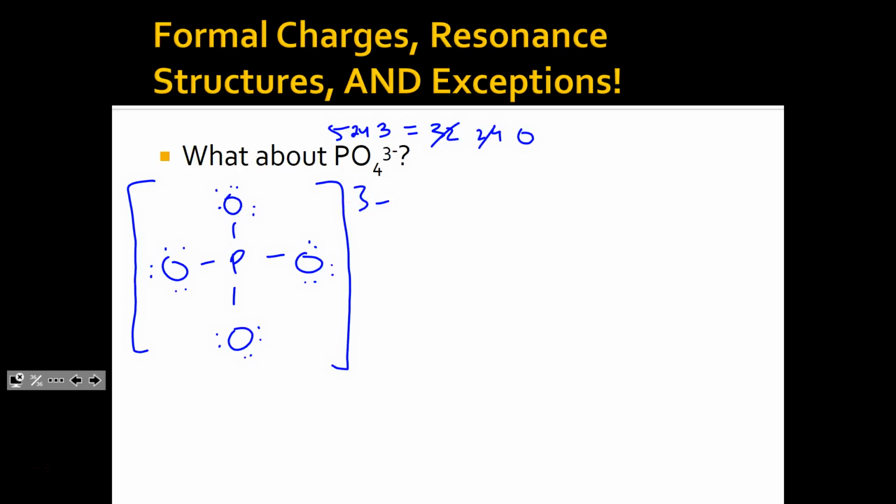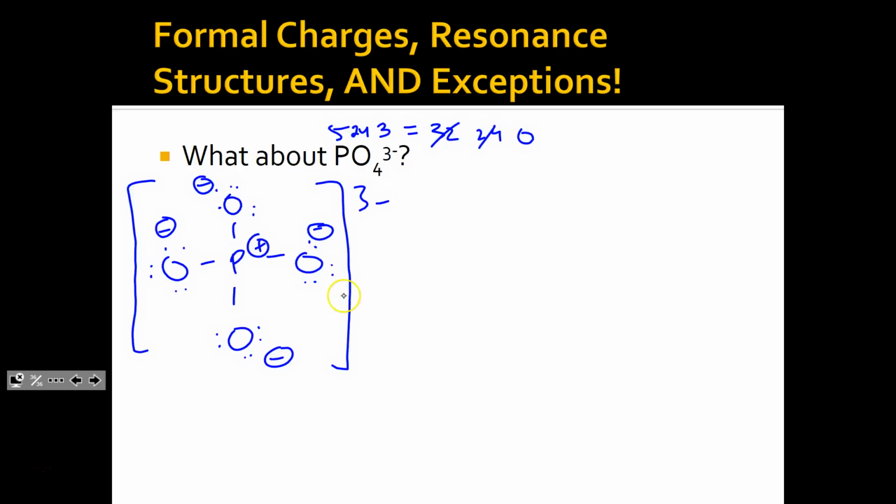However, this is not the best structure, and the reason why is because if I assign formal charges to every single one of these oxygens, they're all -1. And if I assign formal charge to the phosphorus, 5 minus 4, that's going to give me a +1. Every atom has a formal charge. Let's see if we can get rid of that. Ask yourself, can phosphorus have an expanded octet? Is it even allowed? The answer is yes, because it is definitely in row 3 or higher.